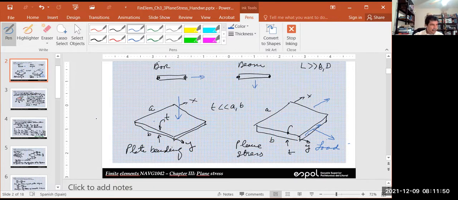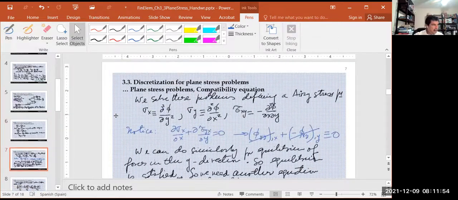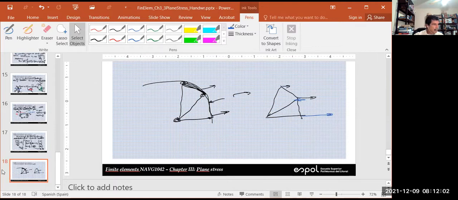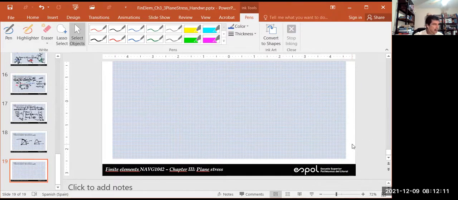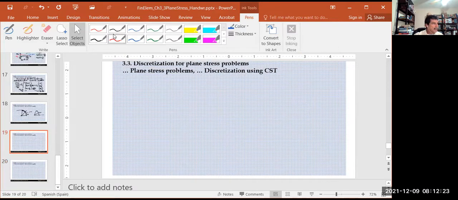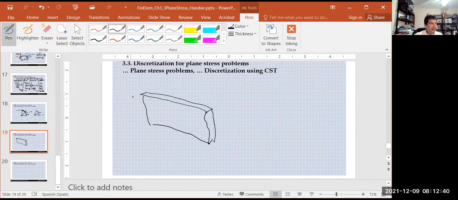Let me explain a little bit more about that. The example that I presented in the previous slides was a plate like this. I'm going to draw it without AutoCAD. That's the plate that we analyzed. It was clamped here, and we have a force, a vertical force in this case. This is the example that we analyzed, right?